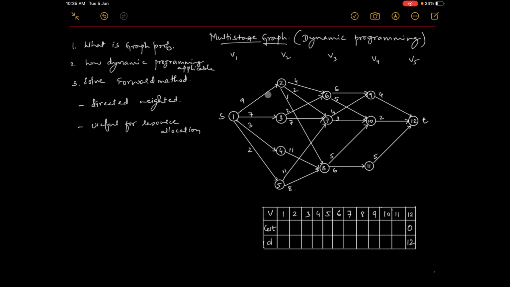So these are all directed weighted edges. See, direction is there and they have some weights. And this kind of problem is useful in resource allocation.